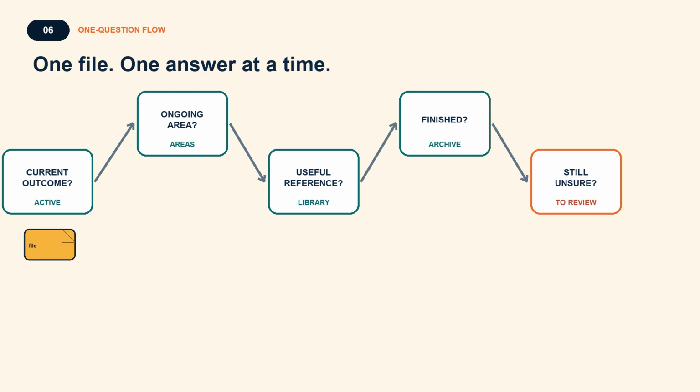Take one file and ask, does this support a current outcome with an endpoint? If yes, it goes to active. If not, ask whether it belongs to an ongoing responsibility. If yes, it goes to areas. If not, ask whether it is useful reference with no current action. If yes, it goes to library. If the work is finished but worth keeping, it goes to archive. Still unsure? Send it to review.